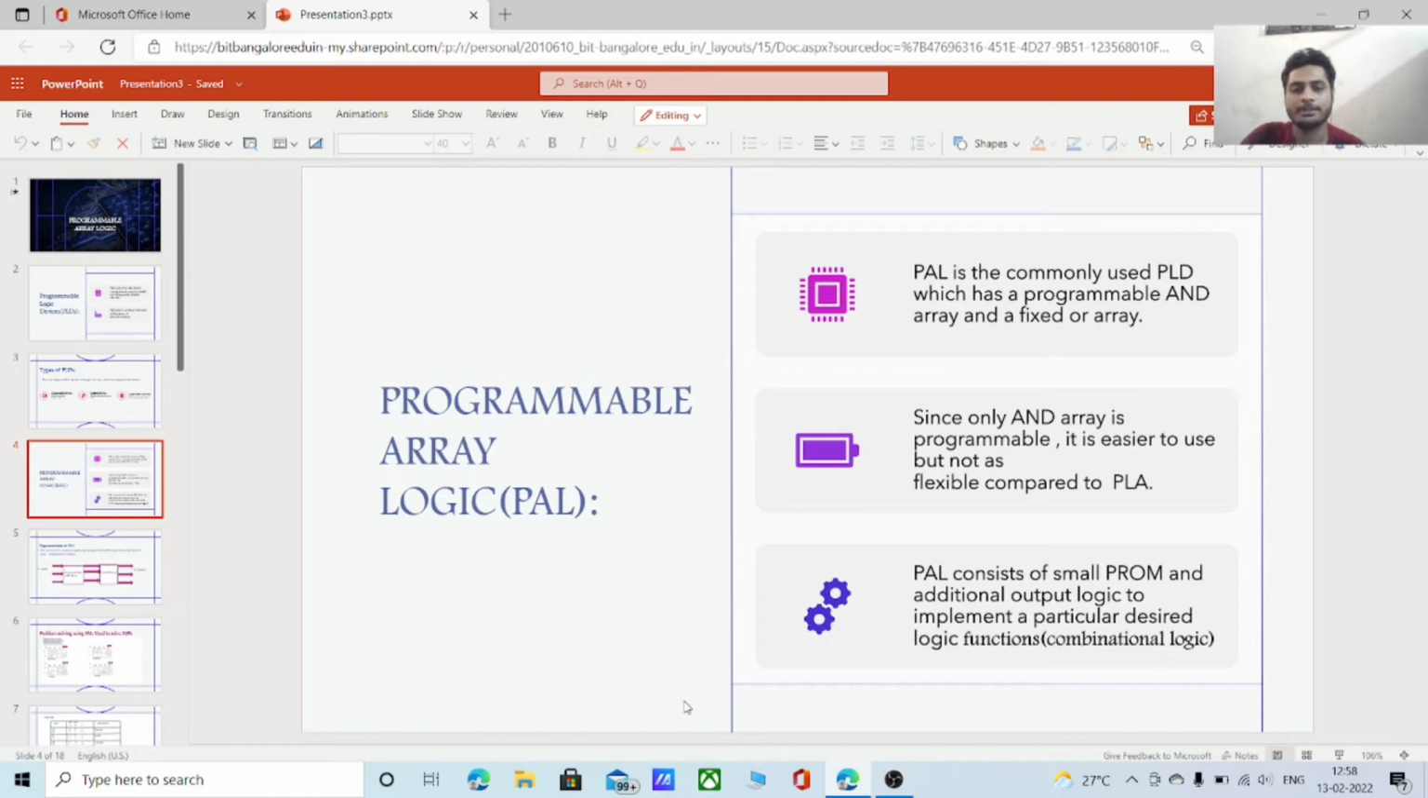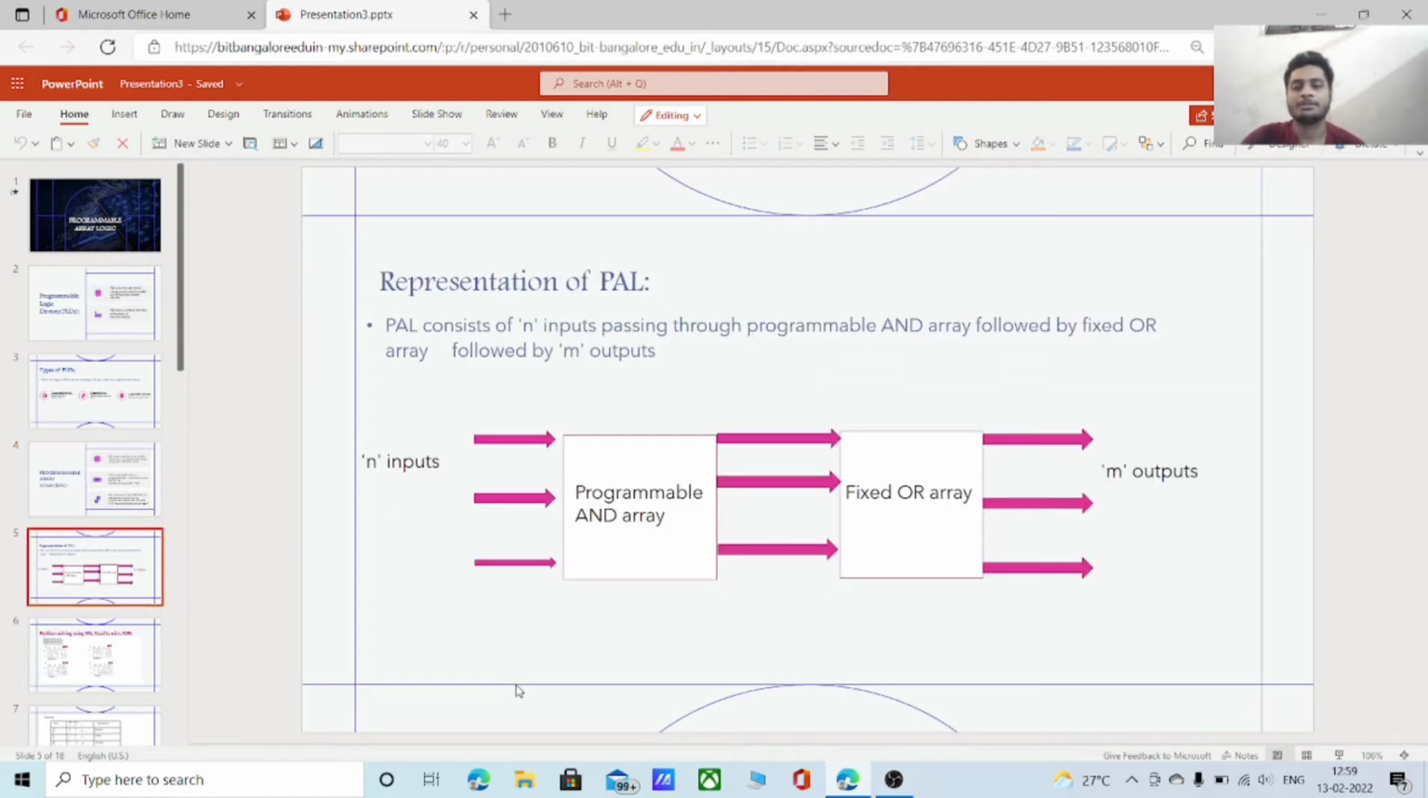Let us know what PAL is. PAL is the most commonly used type of PLD, which has a programmable AND array and a fixed OR array. In this, OR array is fixed, so it's not flexible compared to PLA. PAL consists of a small PROM and additional output logic to implement a particular desired logic function, or we can call it combinational logic. This is the representation of PAL. Now we can see it consists of n inputs going through a programmable AND array and then the fixed OR array and comes out as m number of outputs.